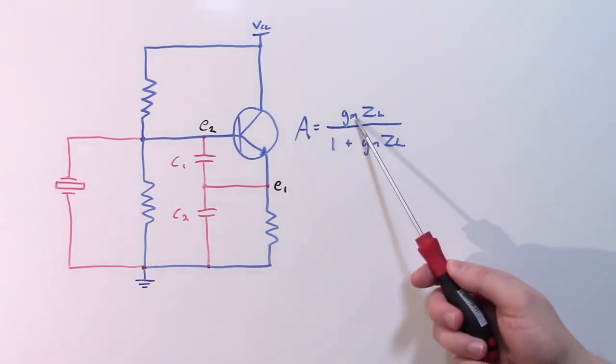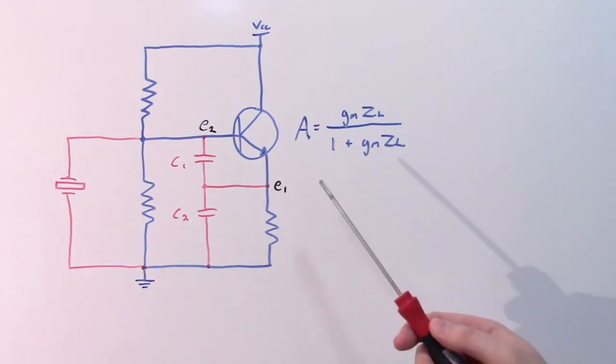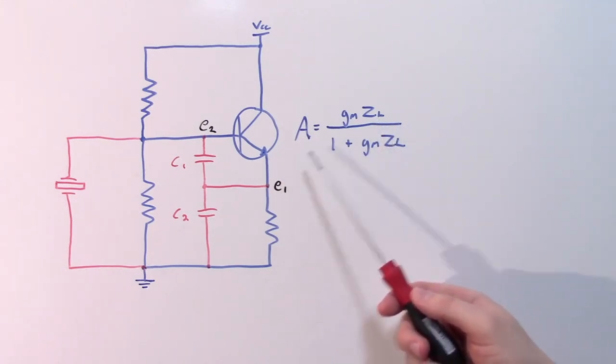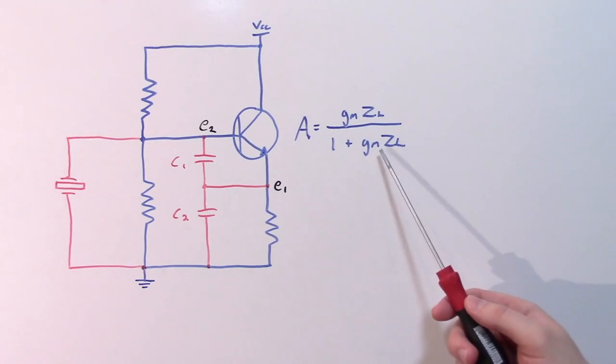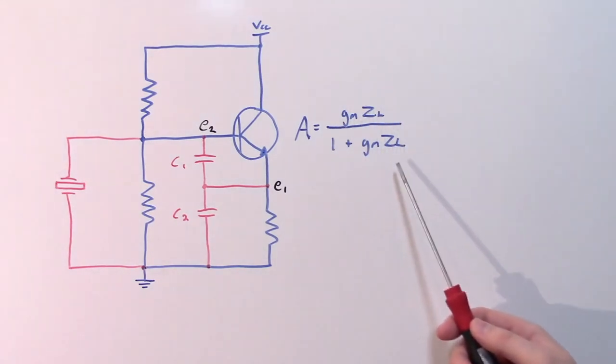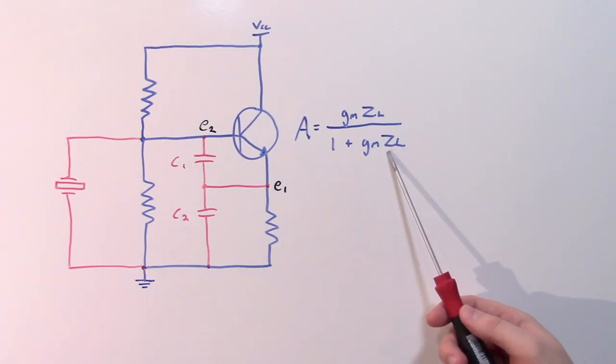Now, the voltage gain of an emitter follower amplifier is pretty well defined. It is the transconductance of the transistor itself times the load seen looking out of the emitter, divided by 1 plus the transconductance times the load. So we can see that this will never be 1. It'll always be slightly less than 1.